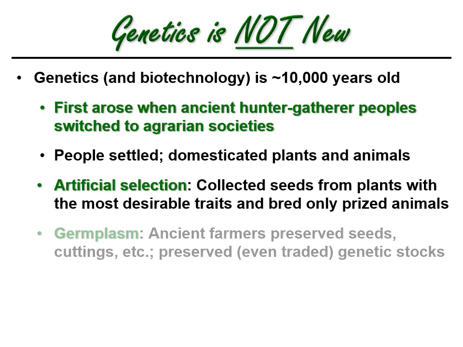So the material that you keep from these things, like the seeds and whatnot, that's called germplasm. And so germplasm is something that has been traded forever. Ancient farmers preserved seeds, cuttings, whatever it may be, and they even traded these genetic stocks. And germplasm is actually in the news again. You can look on our PolyLearn site for this section, chapter 1, and you'll see the Svalbard seed vault, right?